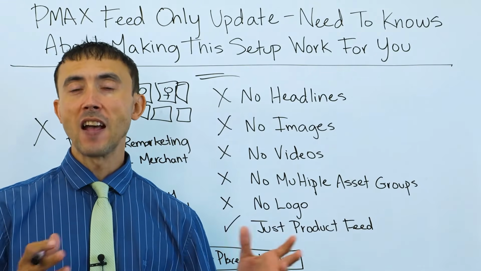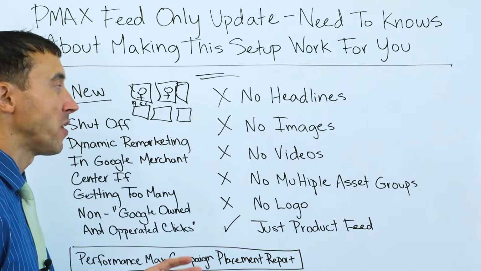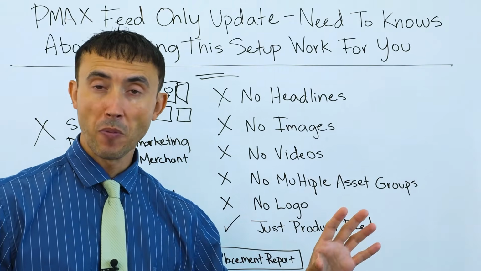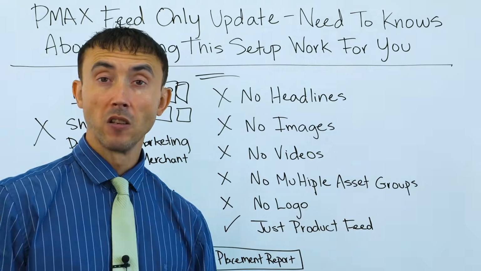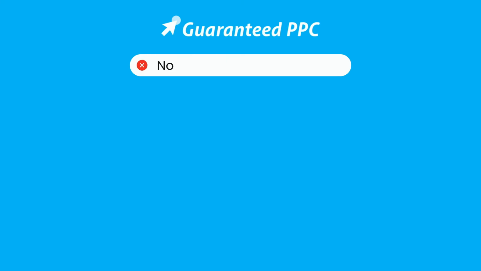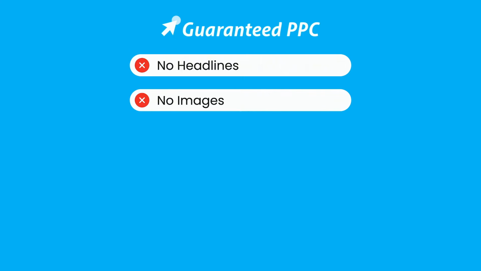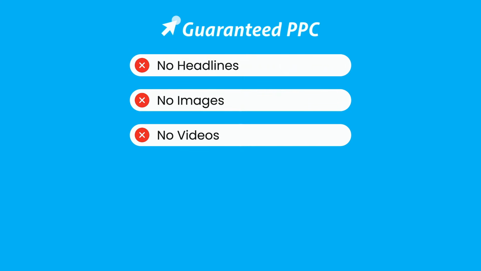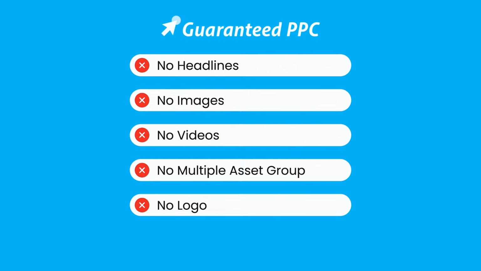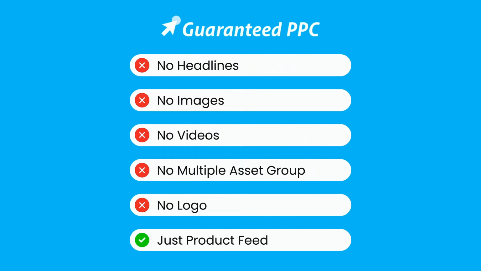So with all that said, that's why the feed only setup is right. To set it up, to make sure that when you run the PMAX to run your shopping placements, you only get shopping placements, not display placements, search placements, and so forth, you gotta have no headlines, you gotta have no images, you gotta have no videos, which of course Google will force you to have one if you don't have one for them, unfortunately. No multiple asset groups, just one of course. No logo, just your product feed literally speaking by itself.